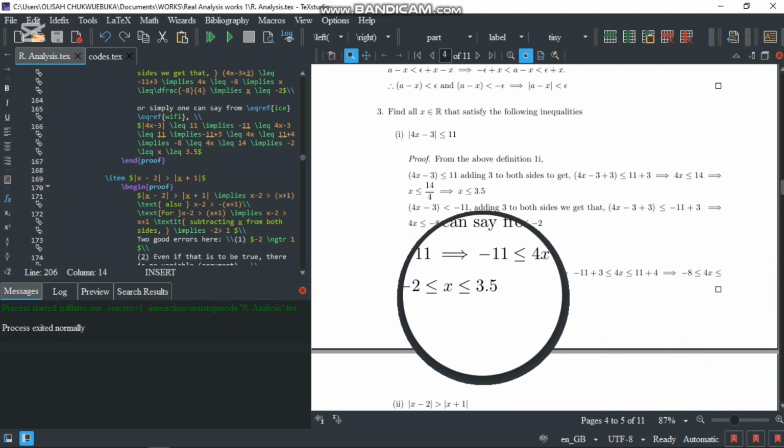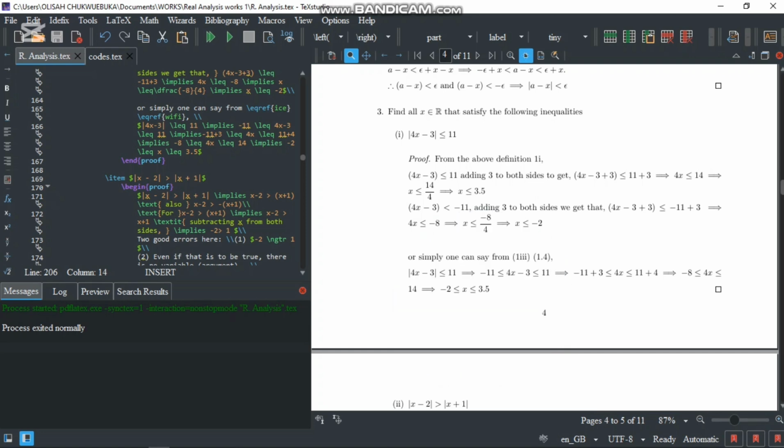3.5. So what this means is that the values from negative 2 up to 3.5 are the values that satisfy the inequality absolute value of 4x minus 3 less than or equal to 11. Anything outside this range, let's say 4, the inequality is going to be null and void.